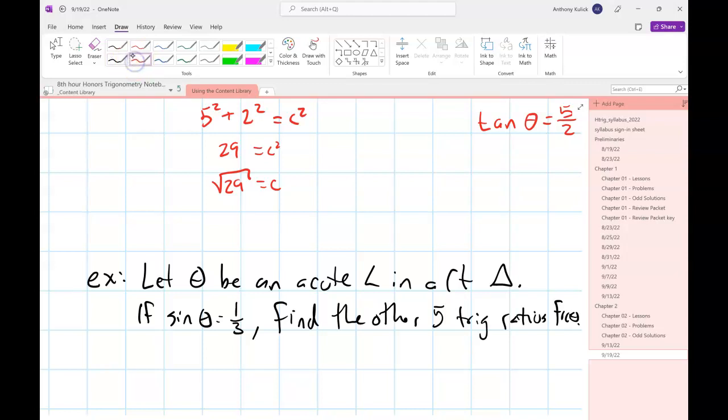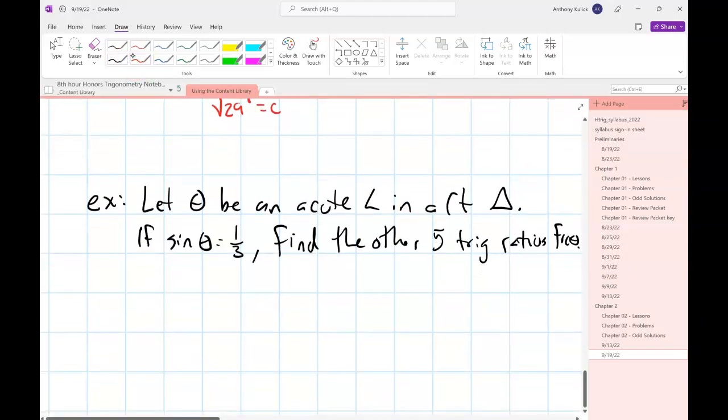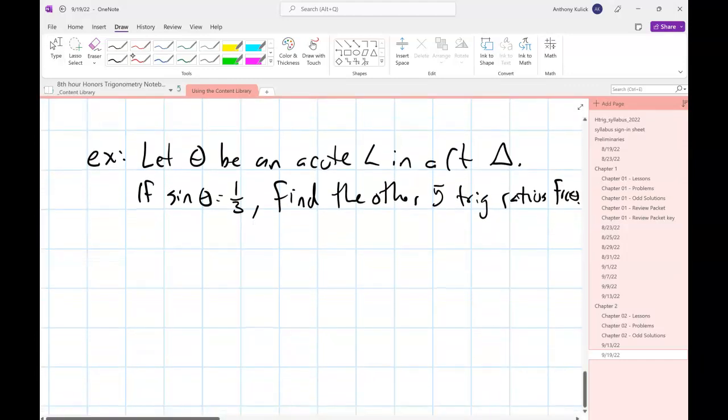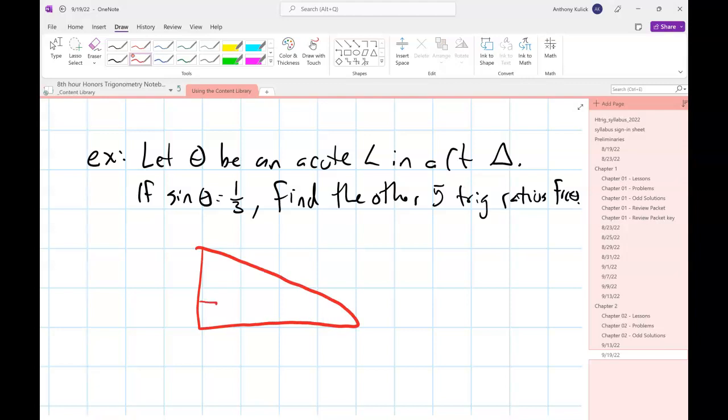All right, let theta be an acute angle in a right triangle if sine theta is equal to 1/3. Find the other 5 trig ratios for theta. First thing I should do is draw a picture. That picture should look like a right triangle where one of the acute angles is theta. Does it matter what your picture looks like? As long as it's a right triangle, it doesn't matter how you orient it. Does it matter which angle you pick theta to be? No, as long as you're consistent: after you name your theta, you name the opposite, adjacent and hypotenuse accordingly.